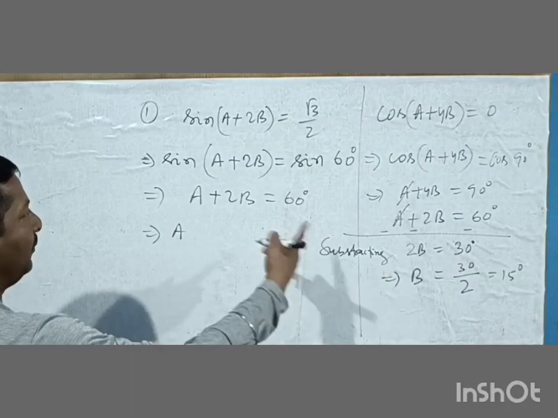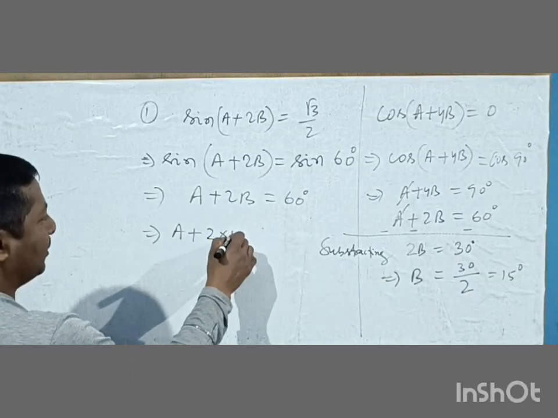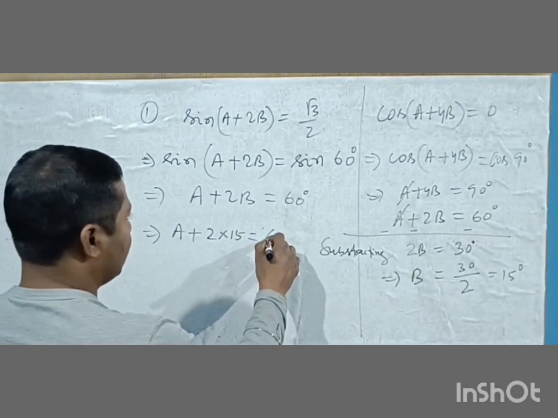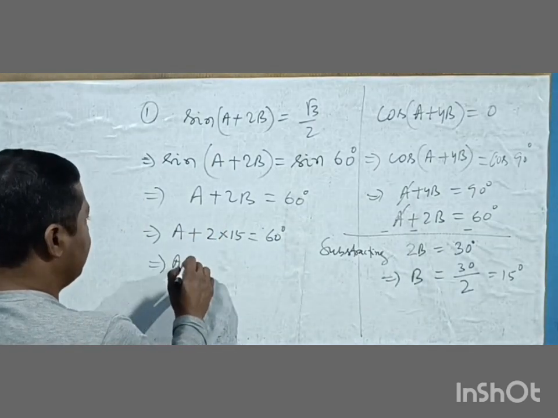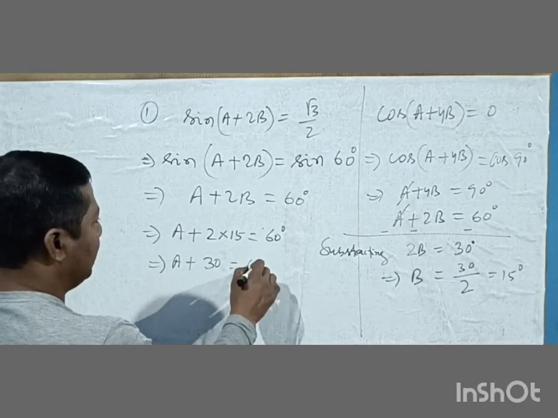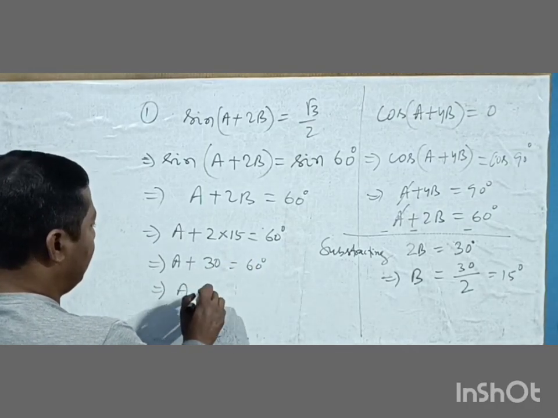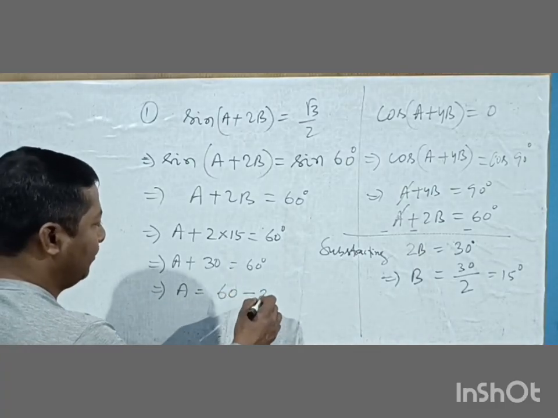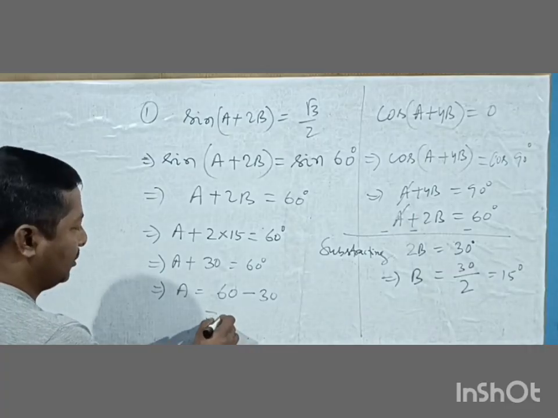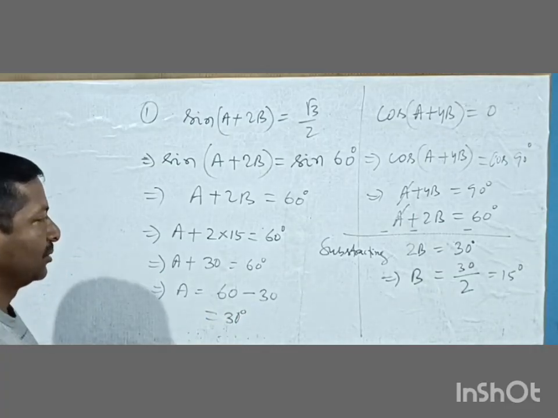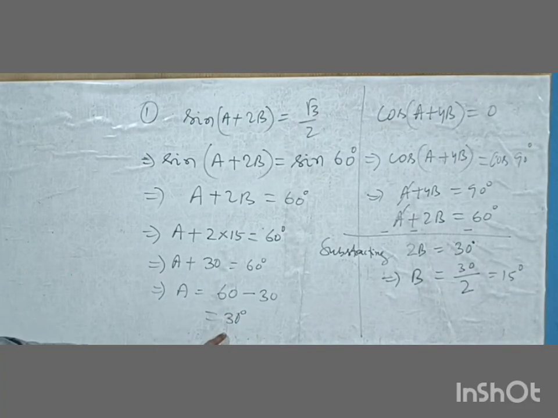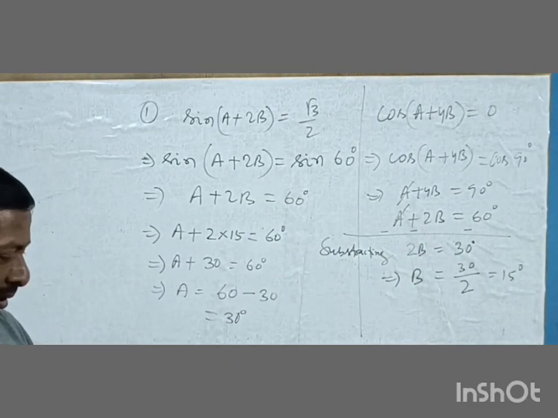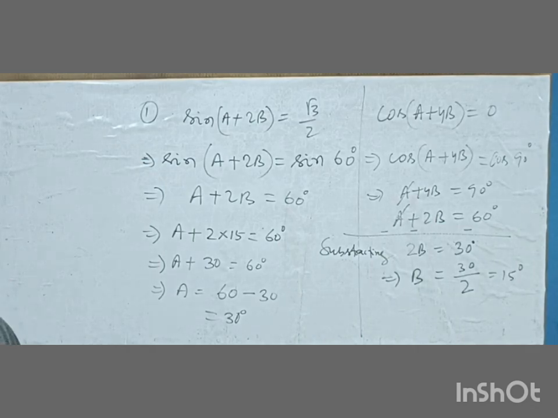Put the value of b here: a plus 2b, meaning 2 into 15, is 30, equal to 60 degree. So a equals, if I take 30 from this side to this side, it will change its sign. Here the plus sign is there, it will be minus here. So 30 degree. So the other answer is a, this one. The value of a is 30 degree and the value of b is 15 degree. Okay, this completes your first question's solution.